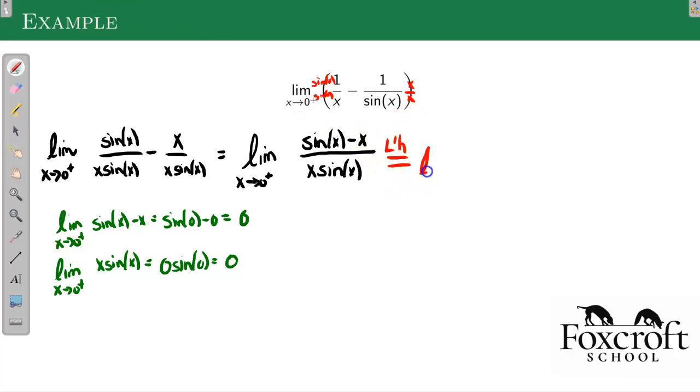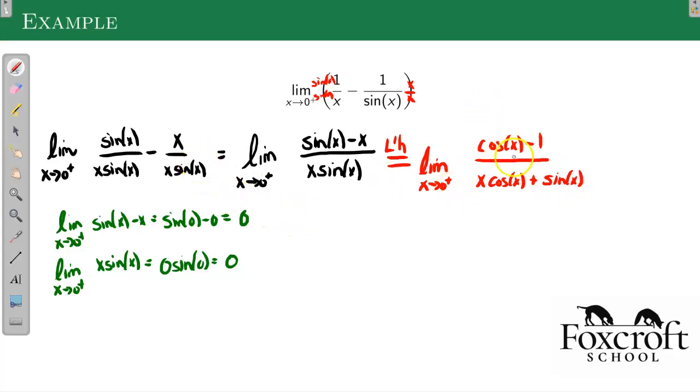to the limit as x approaches 0 from the right. Derivative of sine of x is cosine of x. Derivative of x is 1. And on the bottom, the derivative of x sine of x is going to be a product rule problem, because it's x times sine of x. So I keep the x, derivative of sine is cosine. Add, keep the sine, the derivative of x is 1.